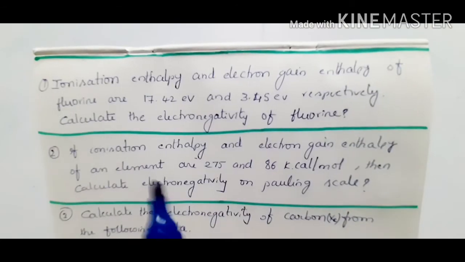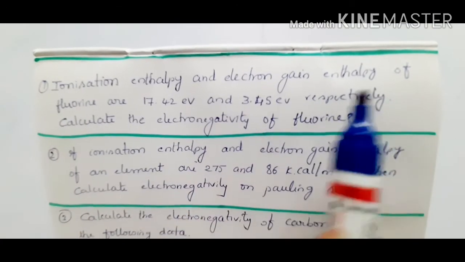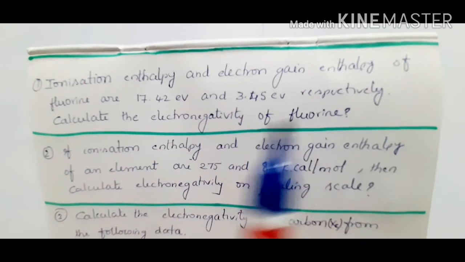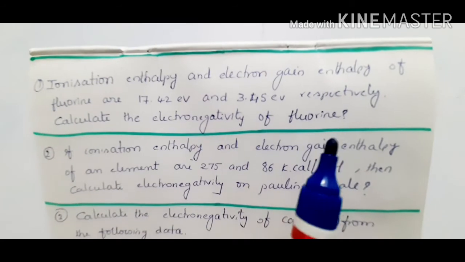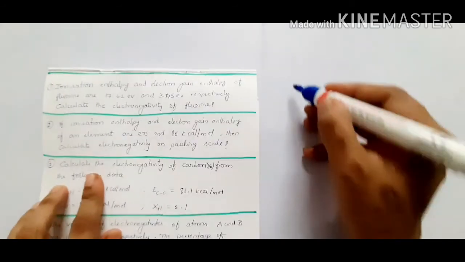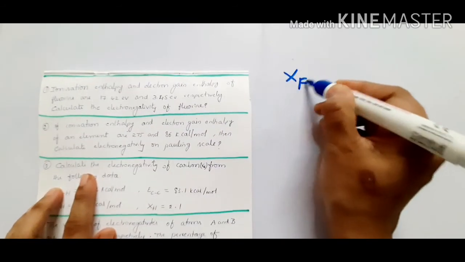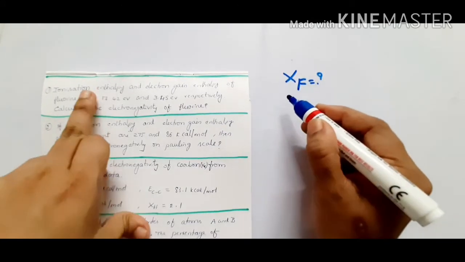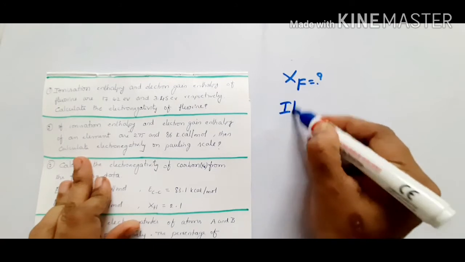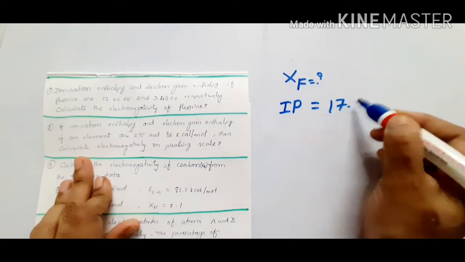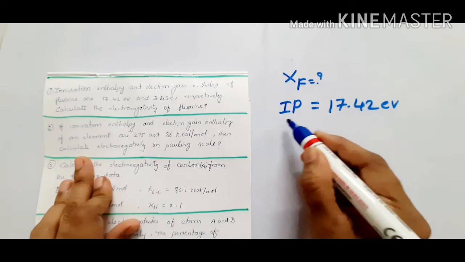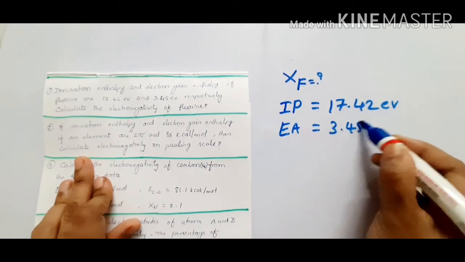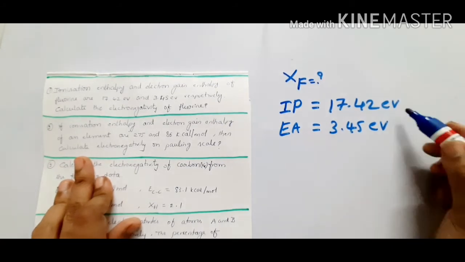Let us check the first example. Ionization enthalpy and electron gain enthalpy of fluorine are 17.42 electron volts and 3.45 electron volts respectively. Then calculate the electronegativity of fluorine. What is the given data here? Ionization enthalpy, that is ionization potential, is 17.42 electron volts, and electron gain enthalpy EA equals 3.45 electron volts. Here the energy is given in electron volts.